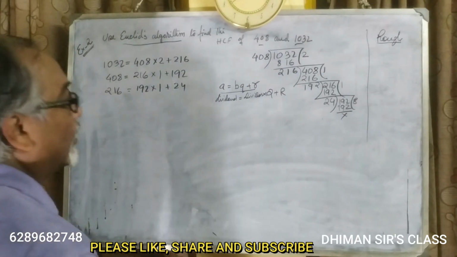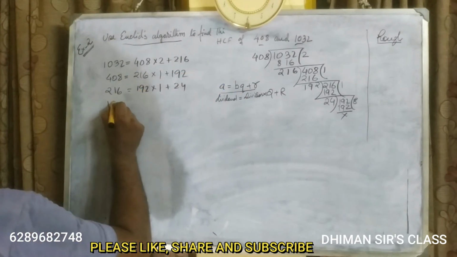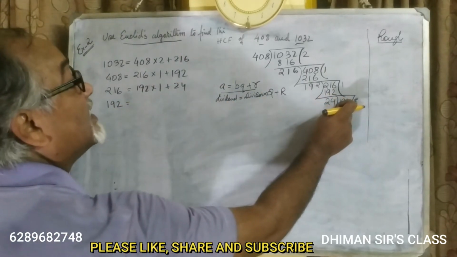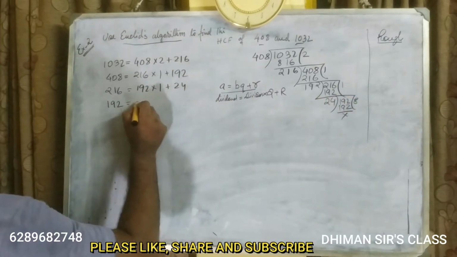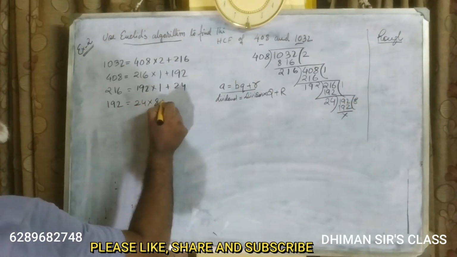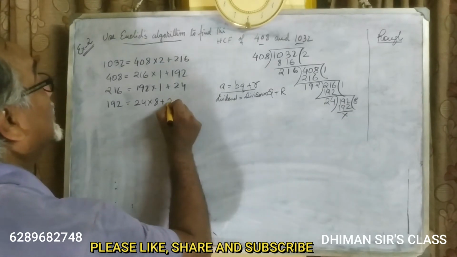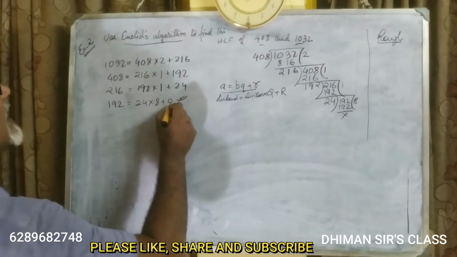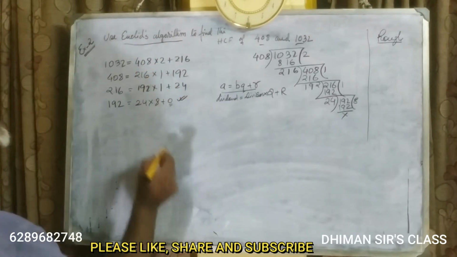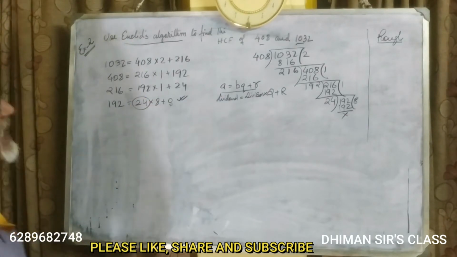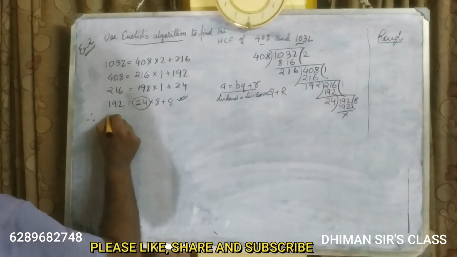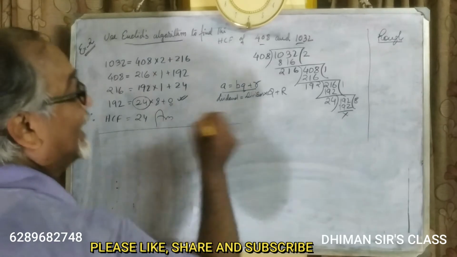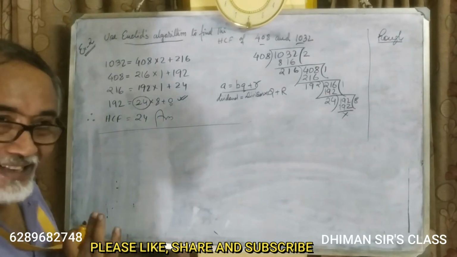Clear? Now, this 192 again becomes the dividend: 192 equals 24 into 8 plus 0. So, the step where you are getting the remainder 0, that step's divisor is the HCF. So, here you will say therefore HCF is equal to 24. Answer. Got it, students? That's it.